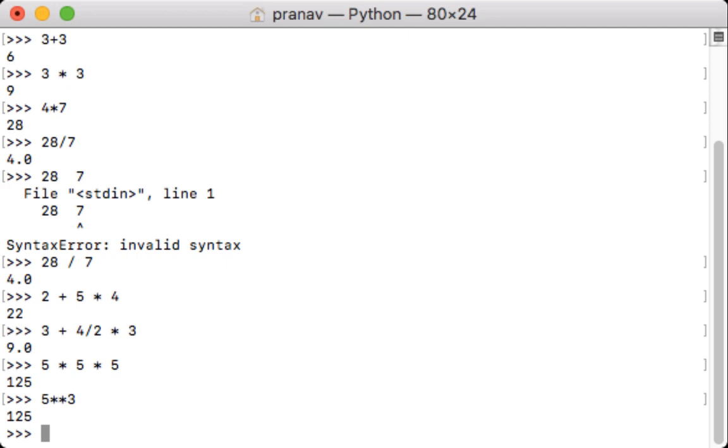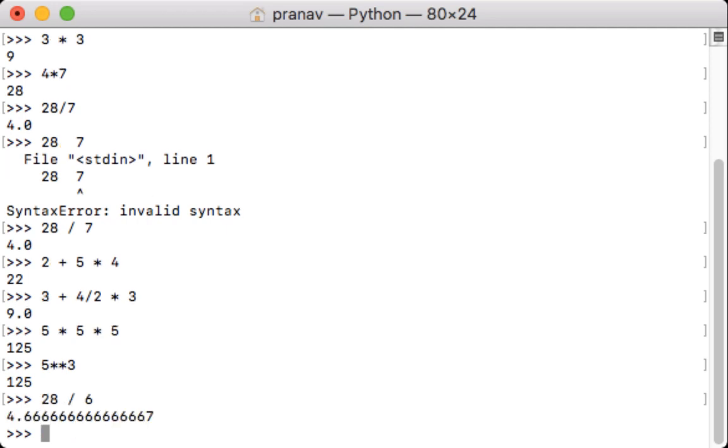Next, we also have another thing called the double backslash. Let me give you an example. Suppose we have 28 divided by 6. We have 4.666667. If you've done some higher level math, this is probably just 4 2/3. So we get a really long and unnecessary decimal value.